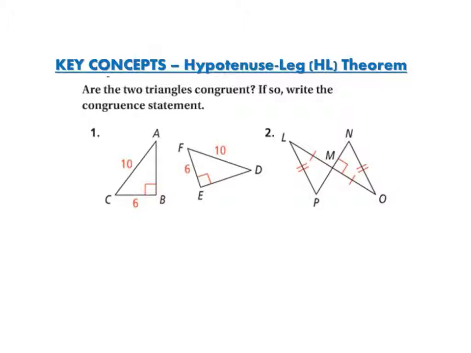Are the two triangles congruent? If so, write the congruence statement. Number 1, I have two right triangles. The hypotenuse on both is 10, and the leg measures 6. So we know that they are congruent. So I know that angle CBA is congruent to angle DEF.